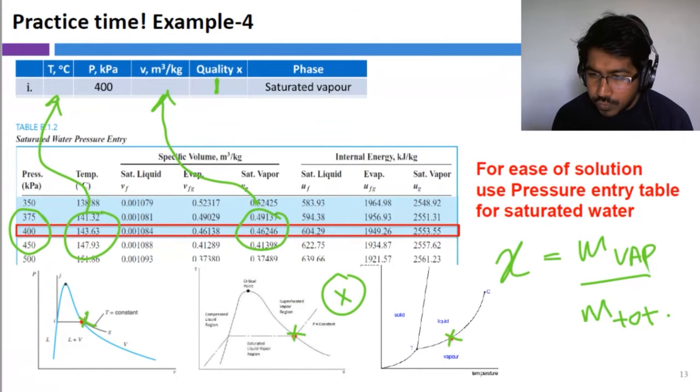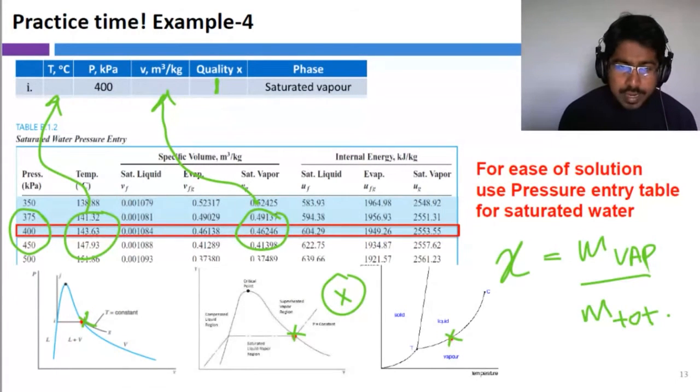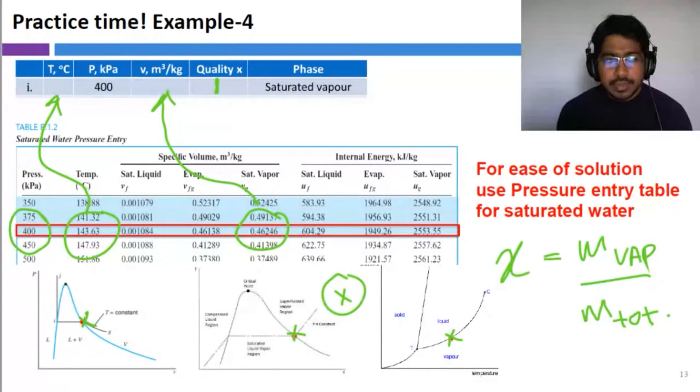In two-phase, how to find X? How to find X depends on the data given. You have to be provided with either specific volume or quality. When you have enthalpy, entropy, and internal energy parameters like that, you can use them to find quality as well. But with the current knowledge we have, if you were asked to find quality or specific volume inside the two-phase region, you should be given either of these parameters, either quality or specific volume. Did I answer your question?